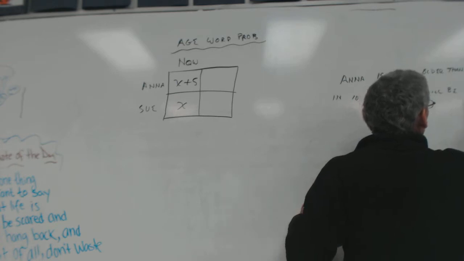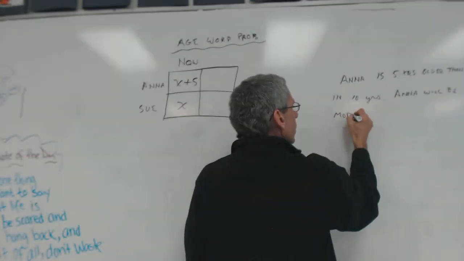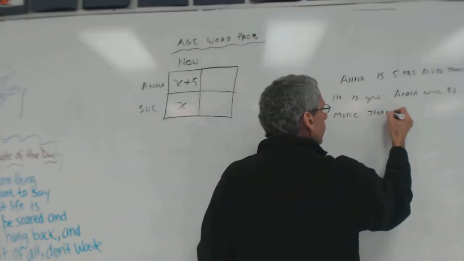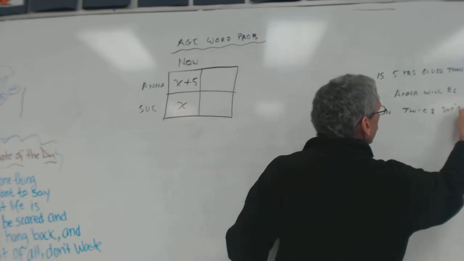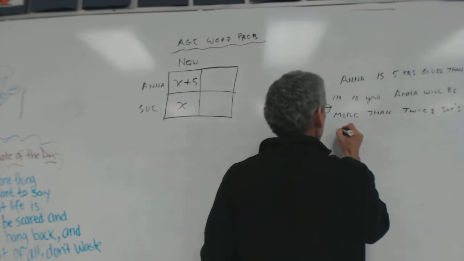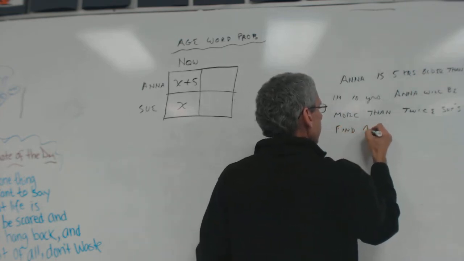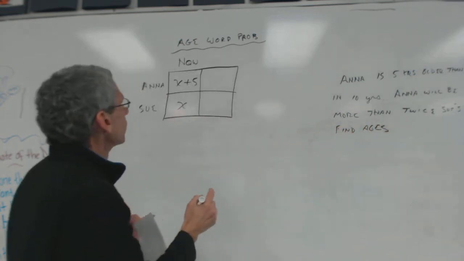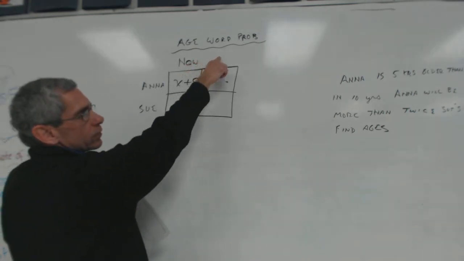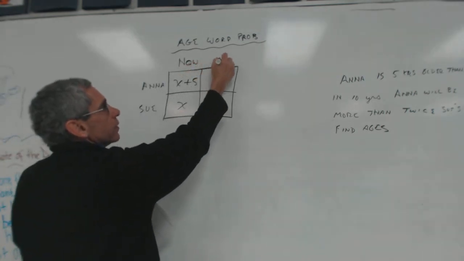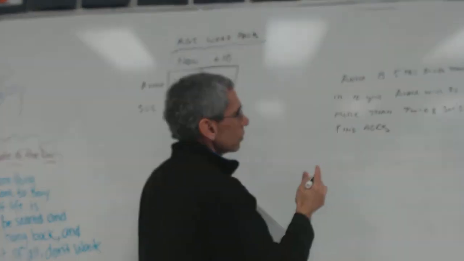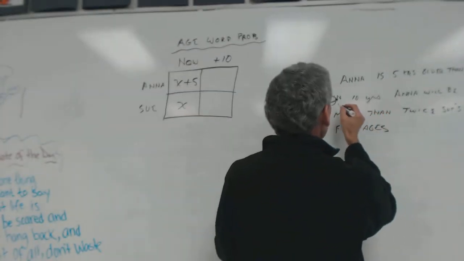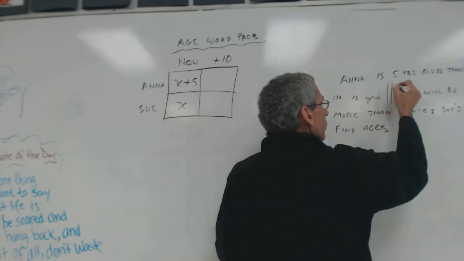In 10 years, Anna will be 2 years more than twice Sue's age. Find their ages now. What would I do? What's this? Plus 10. And everybody understands that if it says, okay, in 10 years, boom.